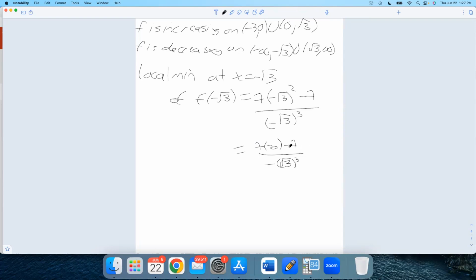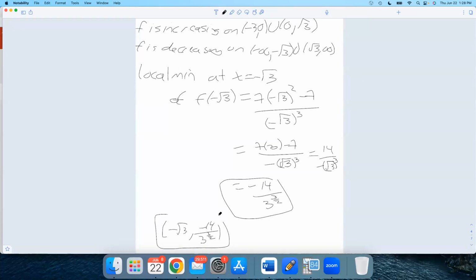Okay, so what do we get there? We get 21 minus 7. We get 14 over negative root 3 cubed. So maybe we'll write that as negative 14 over 3 to the 3/2 power. I could rationalize the denominator, but it's not going to make it much prettier. We're just going to leave it like that. That was a local min. So that's the point. We always want to write these as points.